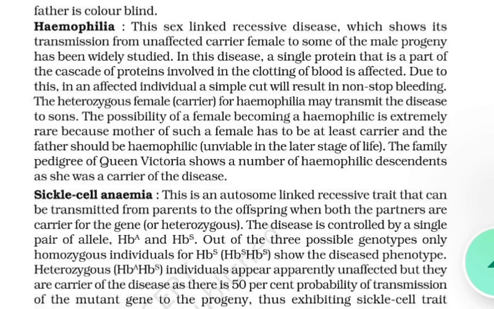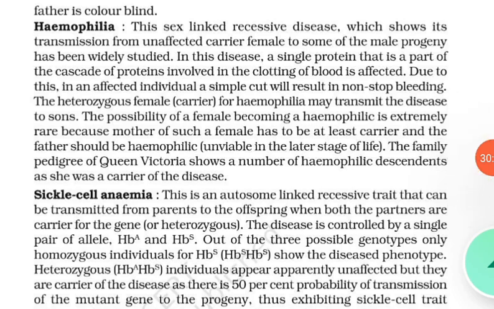This is an autosome-linked recessive trait. Sickle cell anemia is an autosomal linked recessive trait, okay, that can be transmitted from parents to the offspring when the partners are carriers for the gene or heterozygous. The disease is controlled by a single pair of alleles, HbA and HbS.